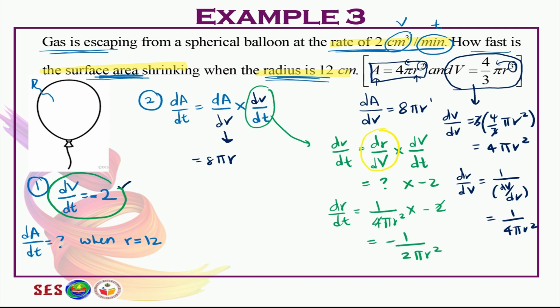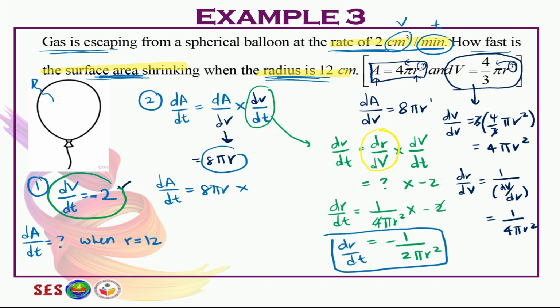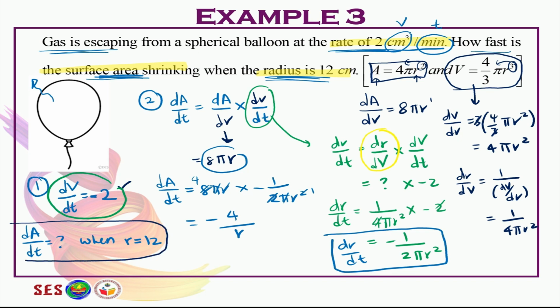And now you can find dA over dt. So dA over dt is equal to dA over dr, 8 pi r, times dr over dt. So times -1 over 2 pi r squared. Simplify. So it's equal to -4 over r. And then the question asks you to find dA over dt when r is equal to 12. So when r is equal to 12, dA over dt is equal to -4 over 12. So it's equal to -1 over 3. And then the unit is centimeter squared per minute.